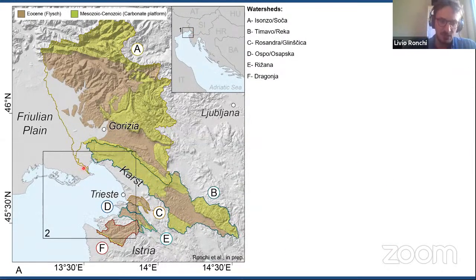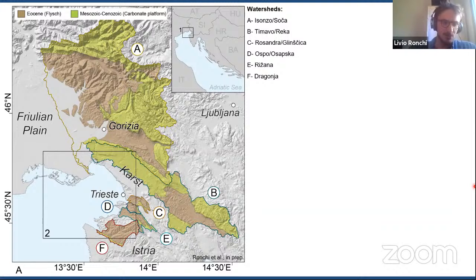The Gulf of Trieste receives the waters of a few rivers. Actually, we have just 2 of them which are quite important: the Isonzo, this is the watershed of Isonzo with this yellow line, and the Timavo River, which is this one. This is the watershed.